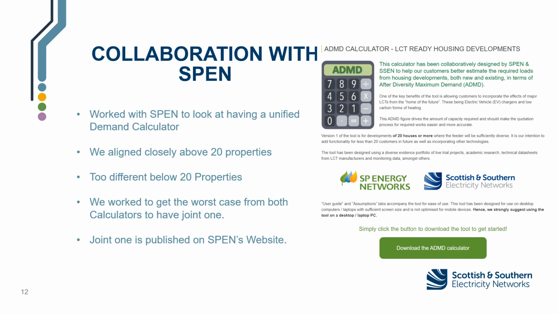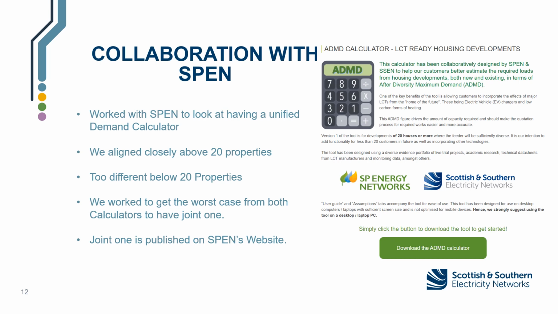So the approach we took was to combine SPEN's calculator with SSEN's calculator to see which one came up with the worst results, as far as that goes, and make a calculator that combined the two that provided the worst results from the two different calculators. This actually provided a bit of a 50-50 split, where sometimes it was SSEN that was slightly worse, and sometimes it was SPEN that was slightly worse. And neither of us was consistently one way or the other.